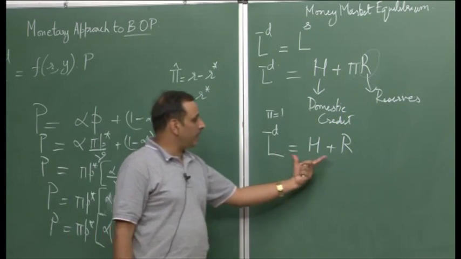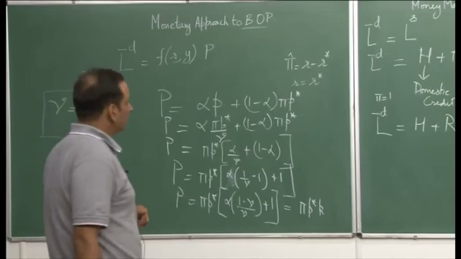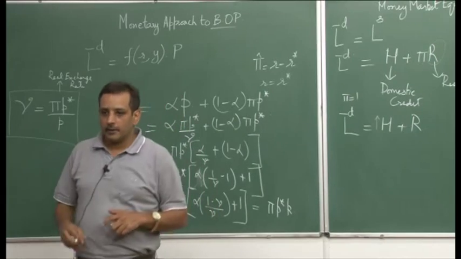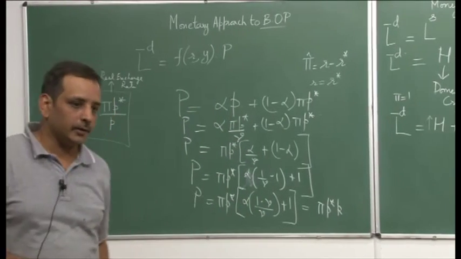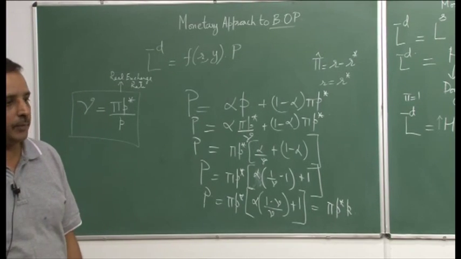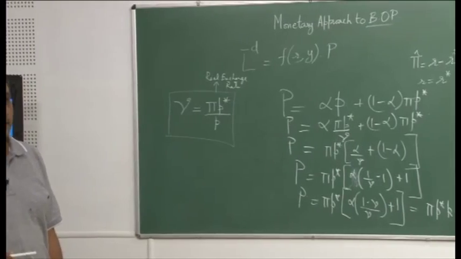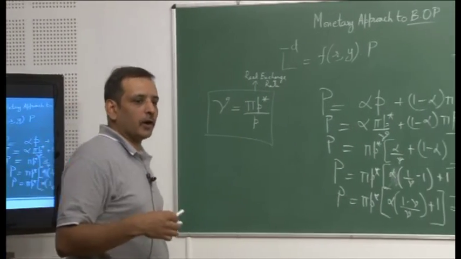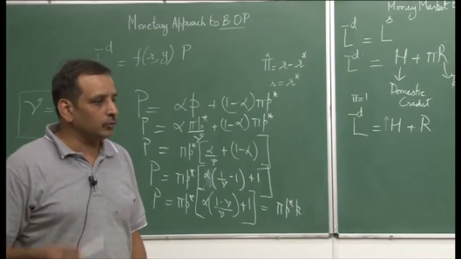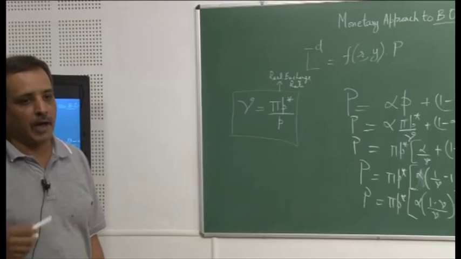So, then L bar D is H plus R, that is the long run equation in the monetary approach to balance of payments. And see how it works: if you increase domestic credit, then there is excess supply in the money market, and it is related to the other markets through the Walras law. So, if there is excess supply in the money market, there has to be an excess demand in the goods and the bonds market. This excess demand in the goods and the bond market is equivalent to saying that there is a balance of payment deficit. So, in the short run, as soon as you have an increase in the money supply, you will see that there is a balance of payment deficit.